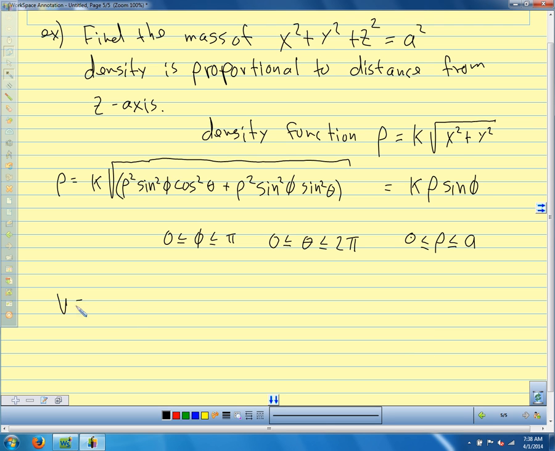Our mass is going to be k. This is just a constant. The integral from 0 to pi, 0 to 2 pi, 0 to a, our radius, and we get rho to the third sine squared phi d rho, and for this one we did d theta d phi. Doesn't matter which order we do it in for this one.